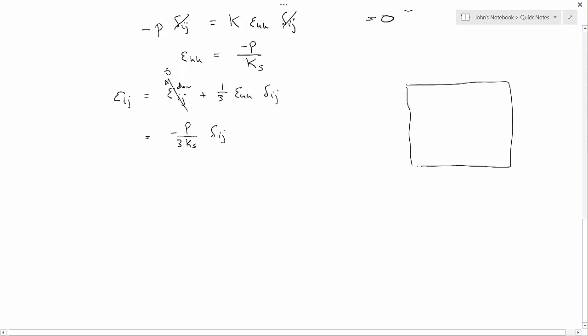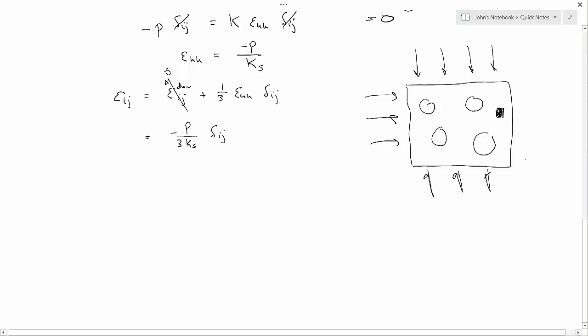Now if we go back to our little block, everything we did so far was for that little component of the solid material, right? Now we want to write down the stress-strain relationship for the whole thing, right? The solid plus the pore space and the fluid. So if we go to the lab and we test this guy, and now including the effects of the pore space, we can develop a constitutive relation that looks like this.